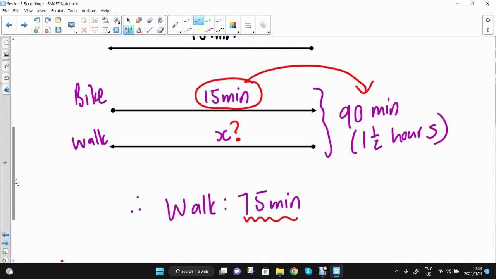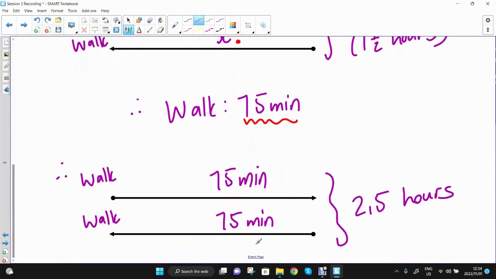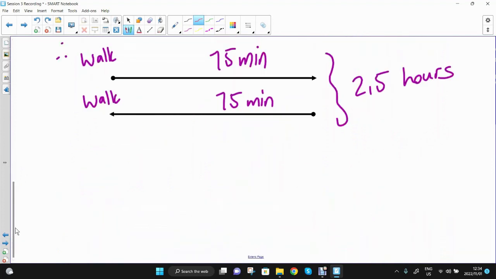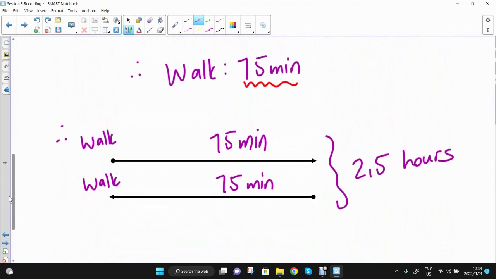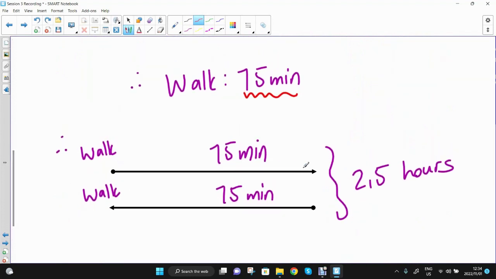And then finally, if you draw another diagram, this is your final answer. How long is it going to take you to walk both ways? Well, you know that walking one way, whether you walk home or school, that's going to take you 75 minutes. And if you walk again, that's another 75 minutes. And if you add that and convert that to hours, you get your answer of 2.5 hours.